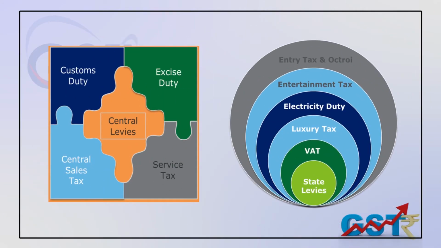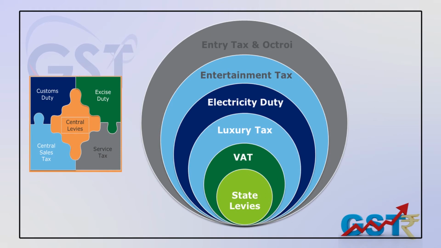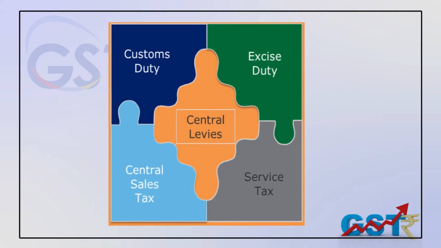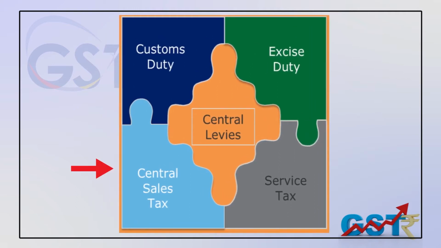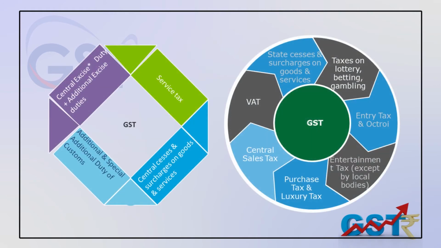Let's see what the picture was before the implementation of GST in 2017. We can see that before implementation of GST, there were two types of indirect taxes. The central government levied indirect taxes on certain items, and state governments were also empowered to levy and collect indirect taxes. The central government imposed taxes like central sales tax, customs duty, excise duty, and service tax. On the other hand, the state governments were empowered to levy and collect taxes like VAT, luxury taxes, electricity duty, entertainment tax, and entry or octroi tax. So there were two types of indirect taxes before introduction of GST.